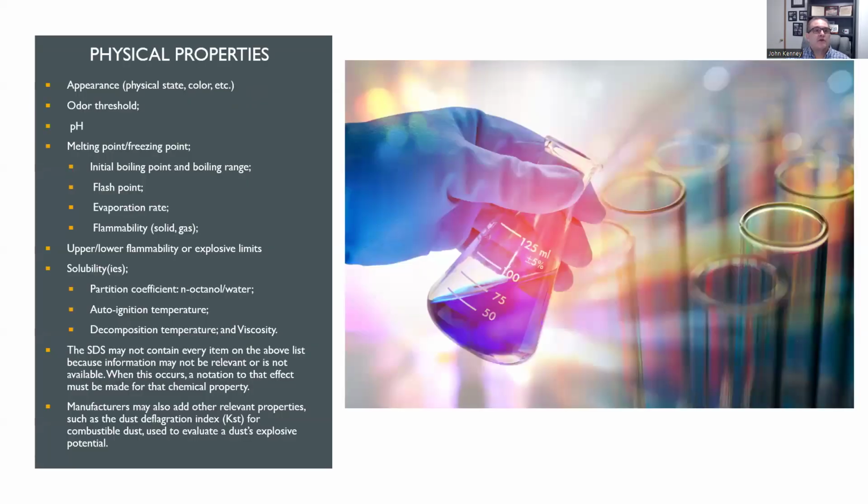Physical properties, appearance, physical state, color, etc. Odor threshold, pH, melting point, freezing points, upper, lower, flammability, explosive limits, solubilities. The SDS may not contain every item on the above list because information may not be relevant or not available. When this occurs, a notation to that effect must be made for that chemical property. Manufacturers may also add other relevant properties such as dust index and combustible dust and such other exposure elements.